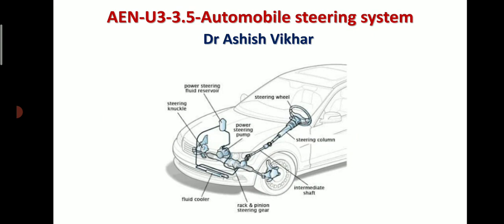In this picture, you will see automobile steering system starting with steering wheel which is connected to steering column. Further it is connected to intermediate shaft. After that you will see the rack and pinion steering gear. After that power steering pump and fluid cooler, such components that are used in automobile steering system.